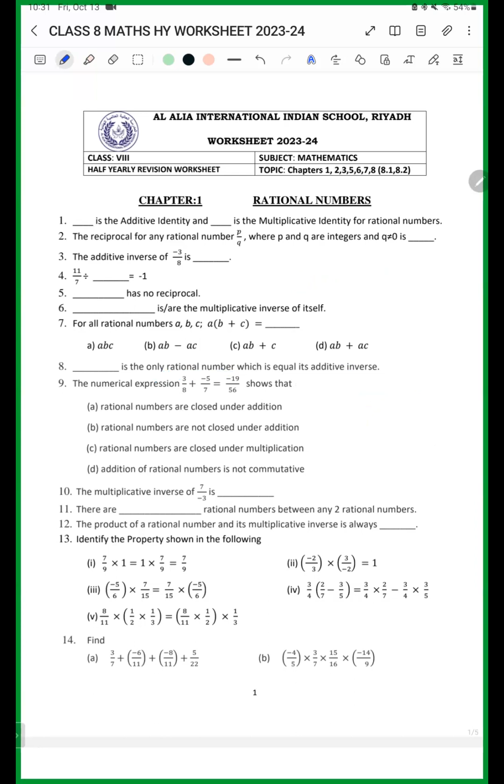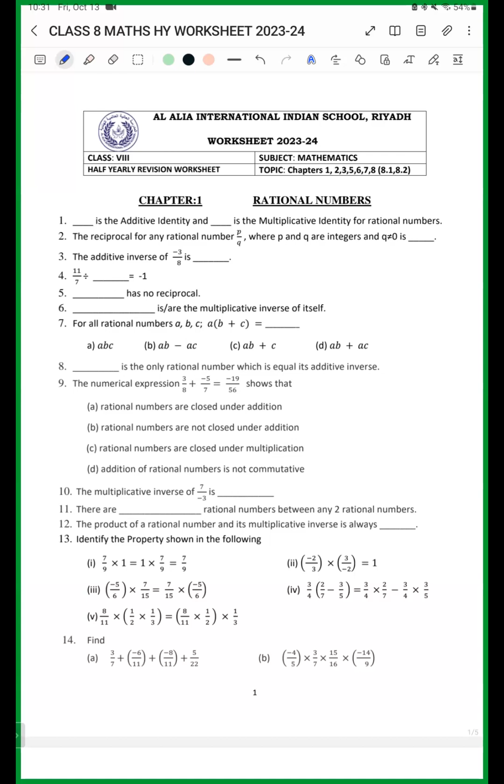All right. Then next. The multiplicative inverse of 7 by -3 is 3 by 7. Multiplicative inverse is not 3 by 7. It is -3 by 7. Oh yeah, sorry. Wait, what's the difference between the third question and the 10th question? In the third question, they are asking additive inverse. In the 10th question, they are asking multiplicative inverse.